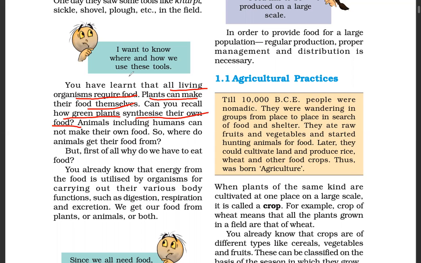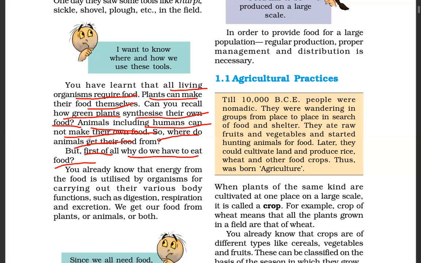Plants, I have already told you, is photosynthesis, right? Animals, including humans, cannot make their own food, so how do they get it? We humans, and all the animals, cannot make our own food. So how do we get the food? From the plants, right? They synthesize it by the process of photosynthesis. They make their own food, and we get food from plants only, right? But first of all, why do we eat food?